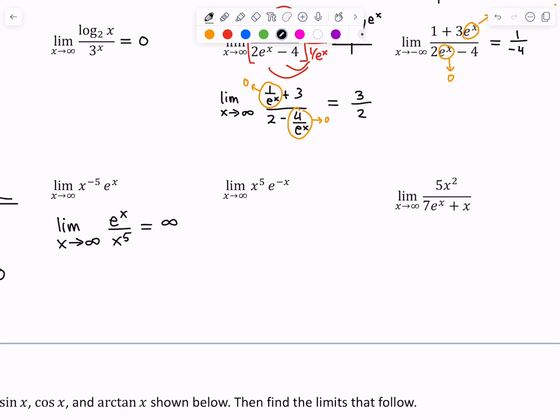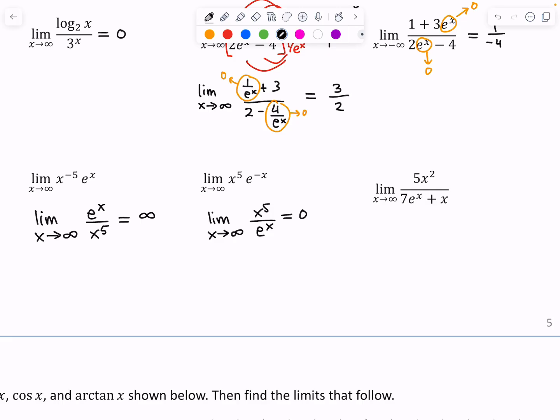Next example, it's the exponential that has the negative exponent. Let's rewrite this one. x to the 5 stays in the numerator, but the e to the negative x causes division by just e to the x. And now we have the dominant exponential function in the denominator, so the denominator will grow much faster than the numerator in such a way that these fractions will tend to 0.